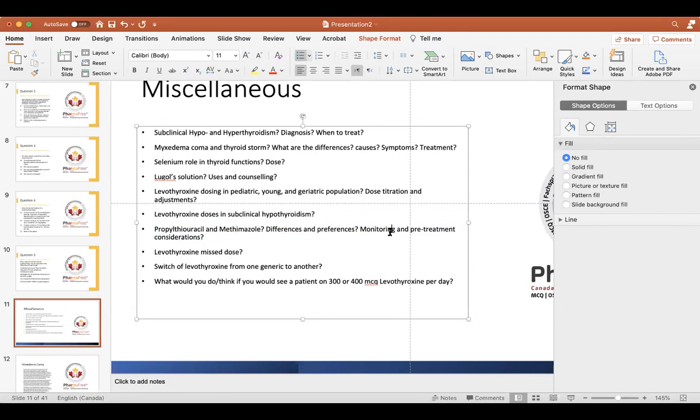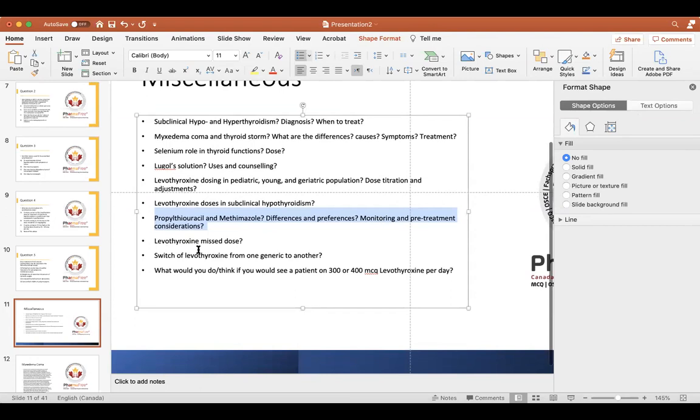For the monitoring and pre-treatment consideration: AST, ALT, bilirubin, CBC, yes. Okay, when do we tell the patient to see the doctor? If rash, correct? Rash or fever, sore throat, jaundice. Yes, rash or fever, any signs of infection. Okay, this is very important.